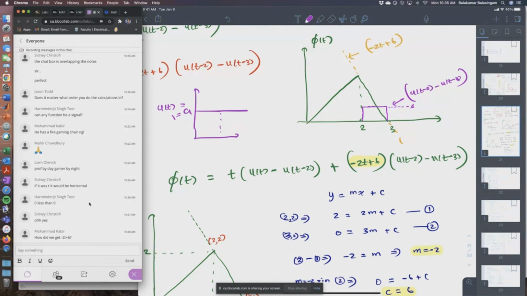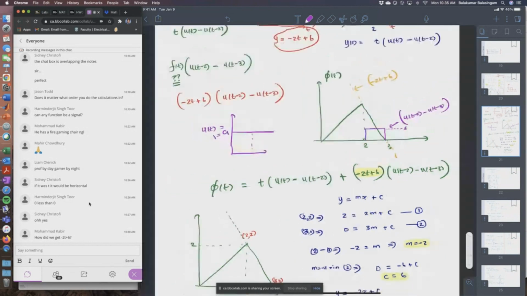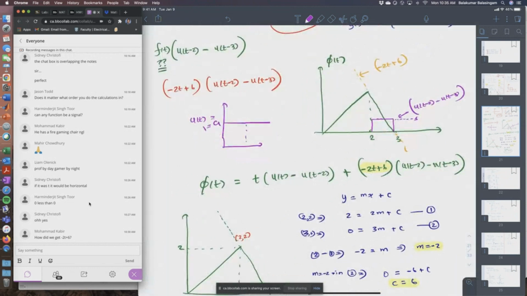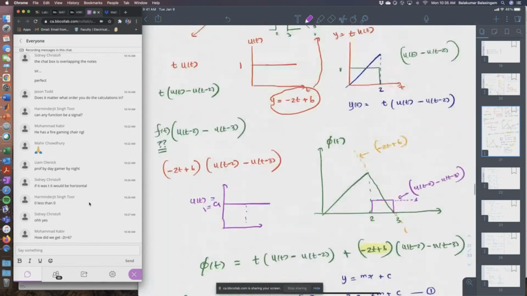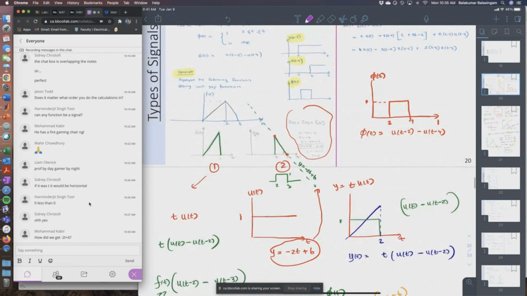The u(t), that pulse, is used to mask that minus 2t plus 6 for the region where we don't want it. So I hope that explains it, and you make sure you understand this well. There are many questions like this in the homework. So yeah, you need to understand this to do the homework.